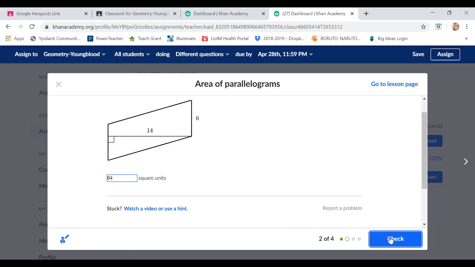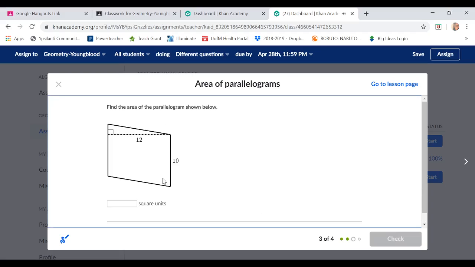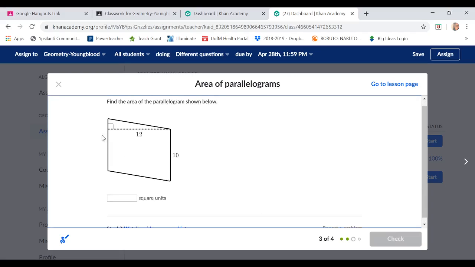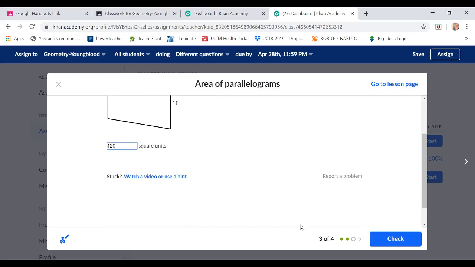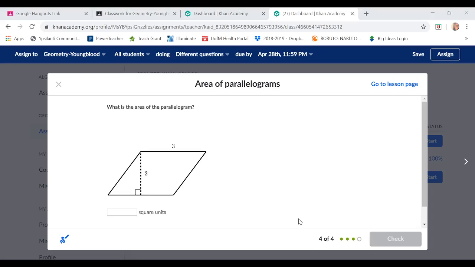If you did your long, magic 2, carry the 2s process, that works as well. So again, we're doing the same thing here. Our height is 12, making this right angle. If this side is 10, this side has to be 10. 12 times 10 is 120. Again, do not divide by 2 because we're finding the area of the whole tilted rectangle.